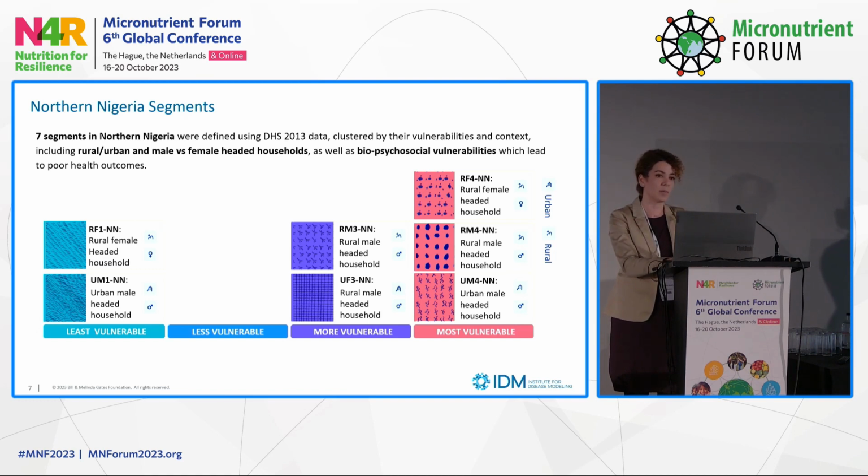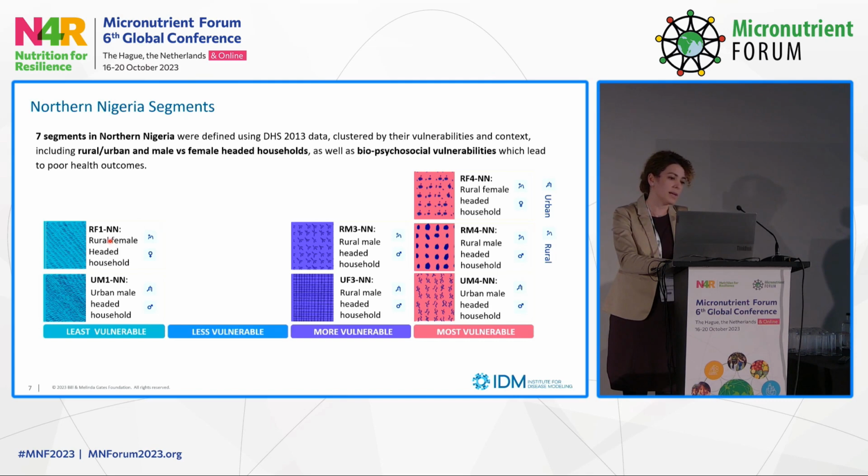Some of the variables that came on top of the list in terms of importance for this data set and this region were, for instance, being in a rural versus urban area, being male-headed versus female-headed households, and also having different levels of vulnerabilities that lead to poor health outcomes.